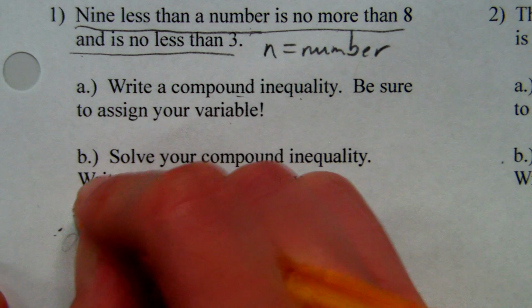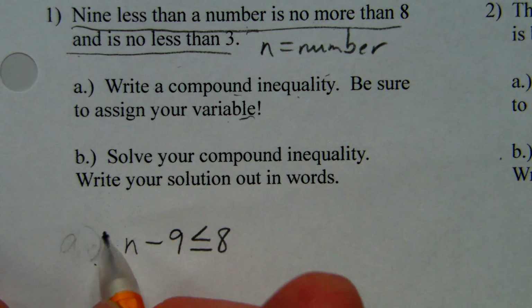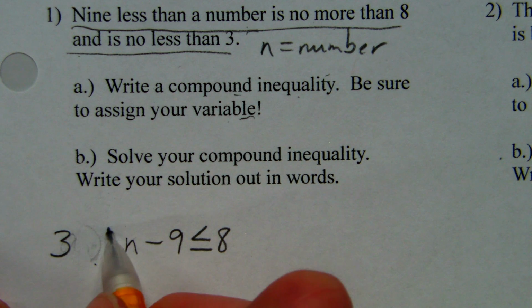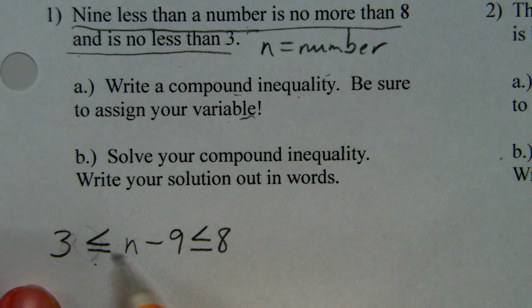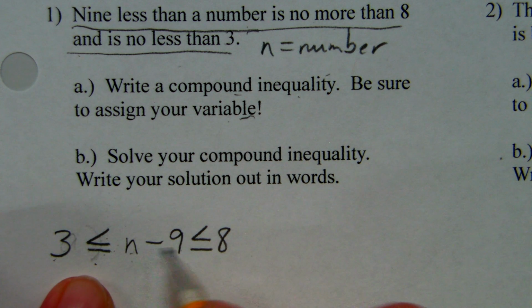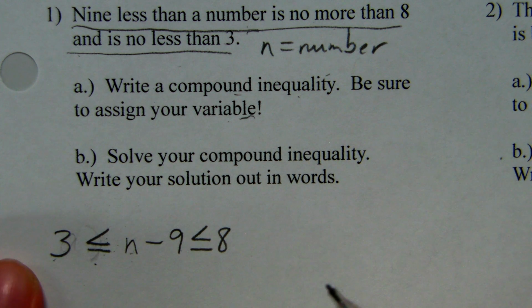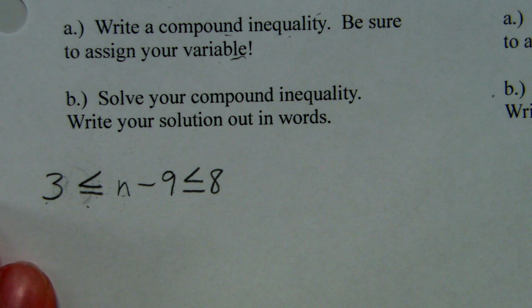So I'm going to move my part A right here so I have room. So it's no less than 3. So we could do that by putting in this less than or equal to sign. So it's no less than 3, which means that this has to be bigger than or equal to 3. This part's bigger. The 3 is smaller. Okay? So that's part A. And then part B says to solve it and write your solution out in words.